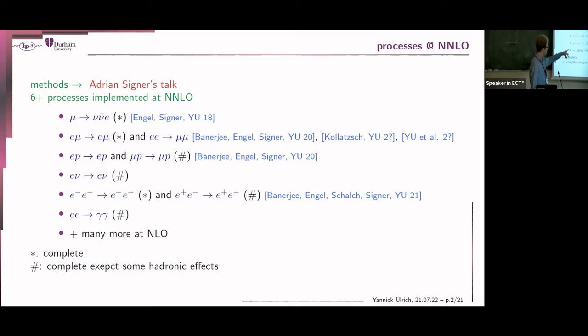Some of these things you see have a sharp next to them, and that means they are complete except for some hadronic effects. That means they aren't publishable as completely yet, but they are mostly done, and we can, at least in some cases, fix them relatively quickly.